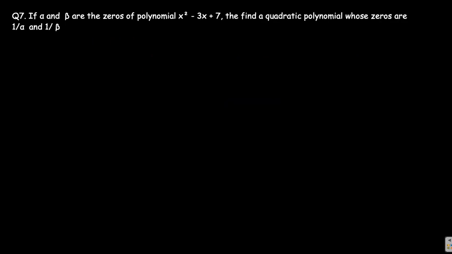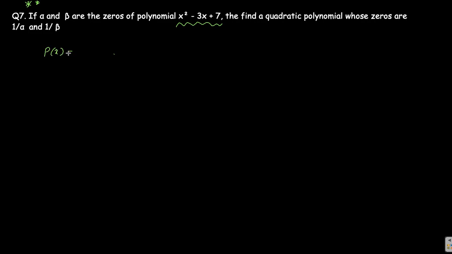If alpha and beta are the zeros of the polynomial x square minus 3x plus 7, find the quadratic polynomial whose zeros are 1 by alpha and 1 by beta. It is a very important question for your board exam. For this polynomial, we have to find such a polynomial whose zeros are 1 by alpha and 1 by beta. Okay, so now let's start.